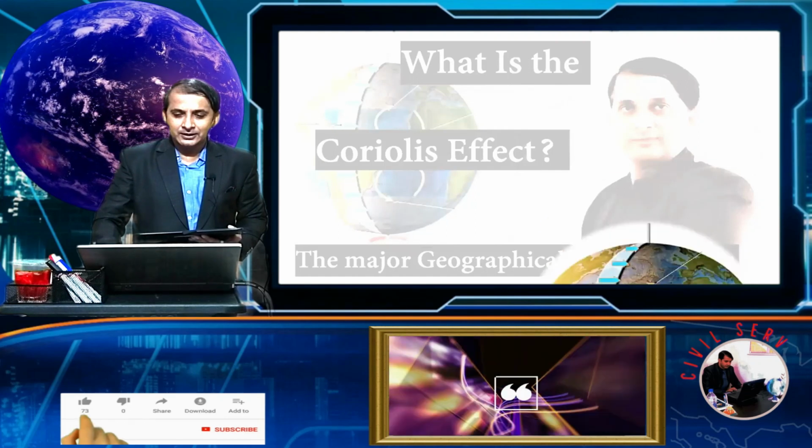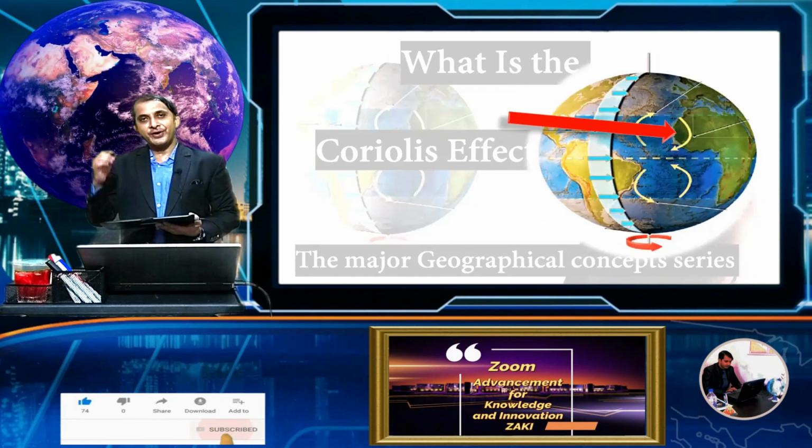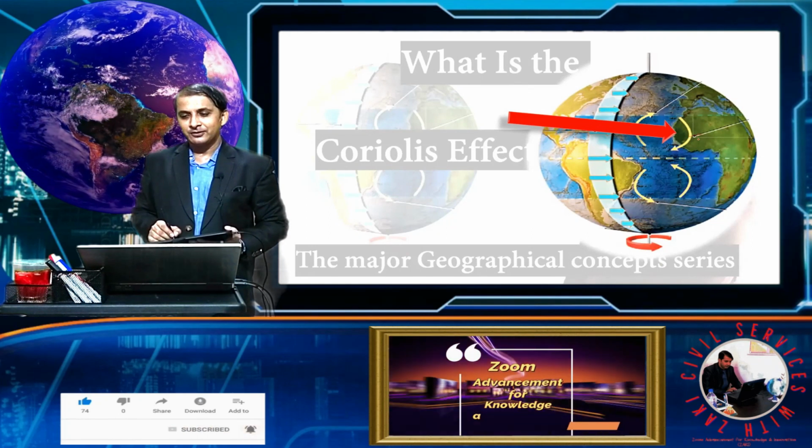Further, if we see the air or air mass coming from the pole towards the equator, it deflects westward.